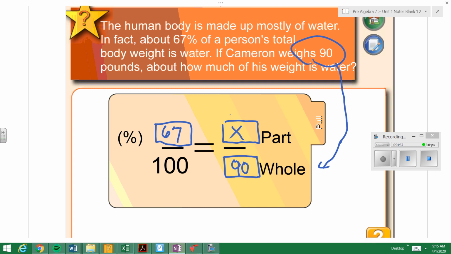And I'm sitting here without a calculator to be able to solve this, but we would solve it with a cross product equation. Now, here's the deal. I'm going to do a little cheat hack and call 67% roughly 2/3. And roughly 2/3 of 90 should be about 60. Tell me if I'm wrong or tell me if I'm right. About 60 pounds. It's going to come out to a little more than that for you guys, I think.